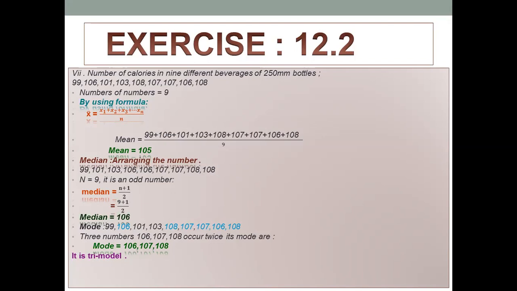For the mode, we check which number is repeated most. 106 is 3 times, 107 is 3 times, 108 is 2 times. It means that all the values are repeated equally, 106 2 times, 107 2 times, 108 2 times. So we have 3 modes in this question: 106, 107, and 108. And this is called trimodal. Tri means 3 because there are 3 modes over there.